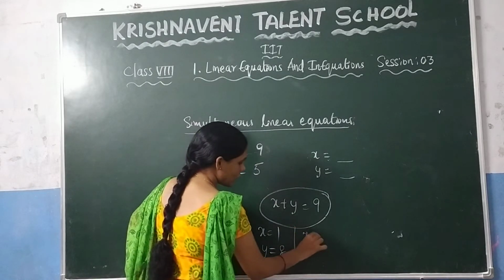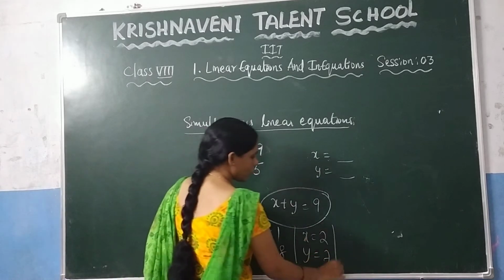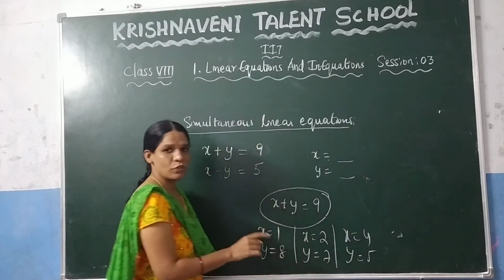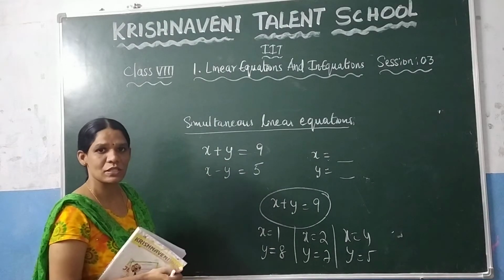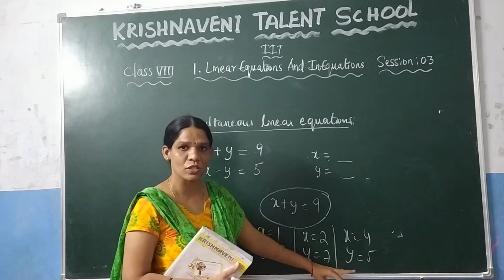Similarly, you can take the x value as 2 and the y value as 7. And similarly you can take the x value as 4 and the y value as 5. Because if you put all these values you will get the same result, which is 9. Because 1 plus 8 is 9, 2 plus 7 is 9, 4 plus 5 is also 9.